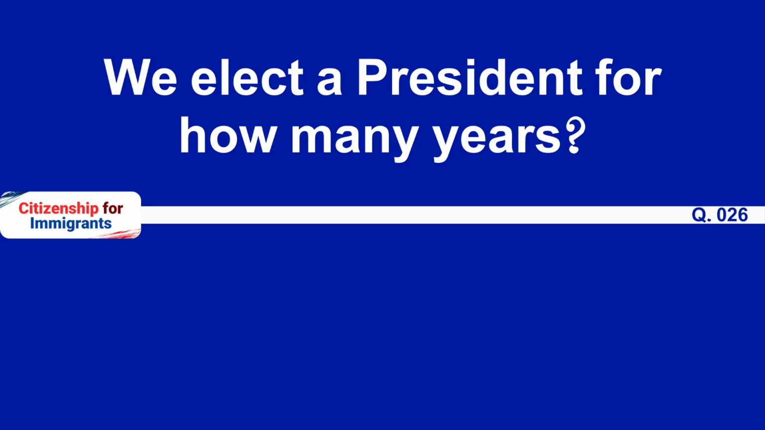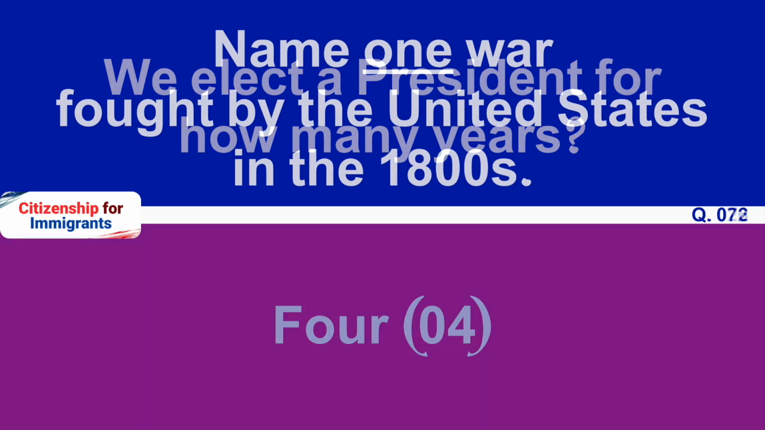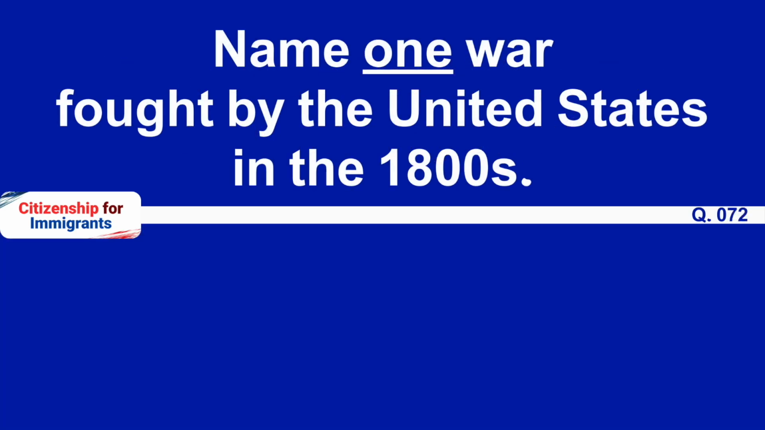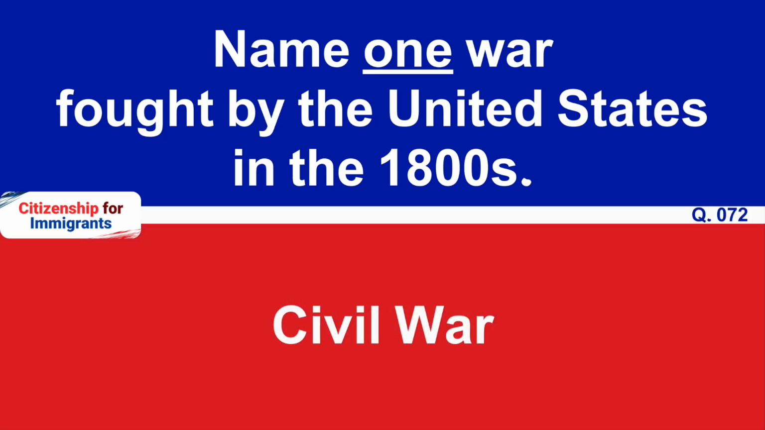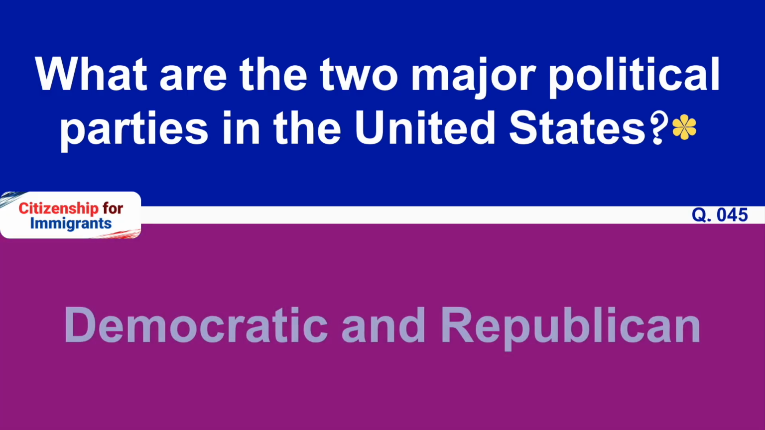We elect a president for how many years? 4. Name one war fought by the United States in the 1800s. Civil War. What are the 2 major political parties in the United States? Democratic and Republican.